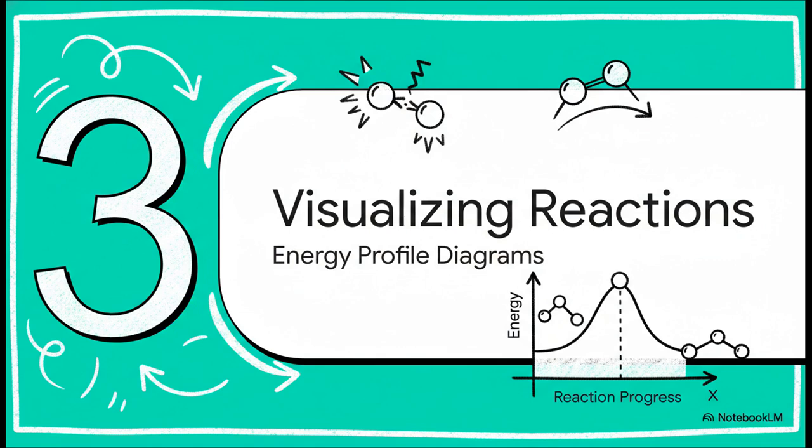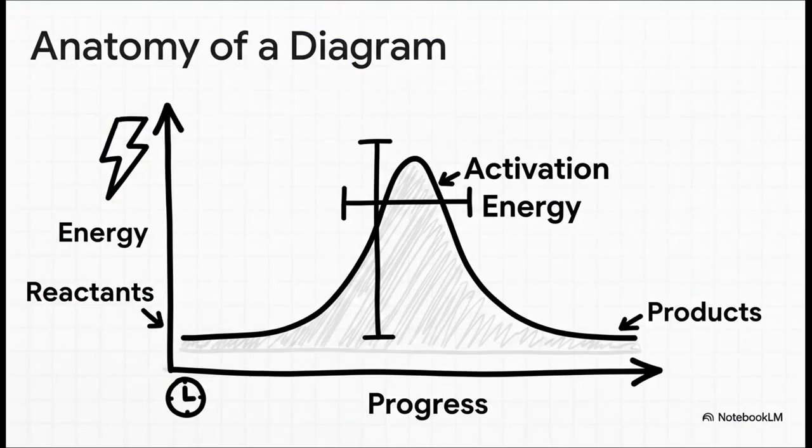But how can we actually see them? Well, that's where energy profile diagrams come in. They're basically simple graphs that give us a visual map of the energy journey a reaction takes from start to finish. Let's just do a quick tour of the diagram so you know what you're looking at. The up and down y-axis is all about the amount of energy. The left to right x-axis is just the reaction moving along.